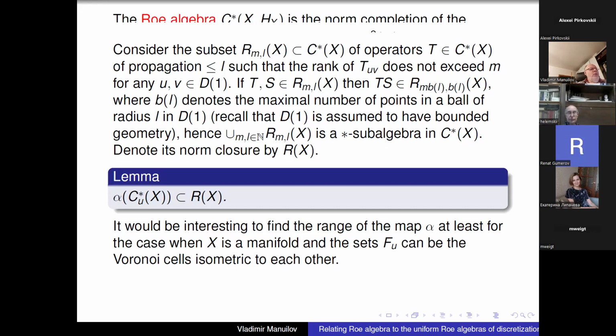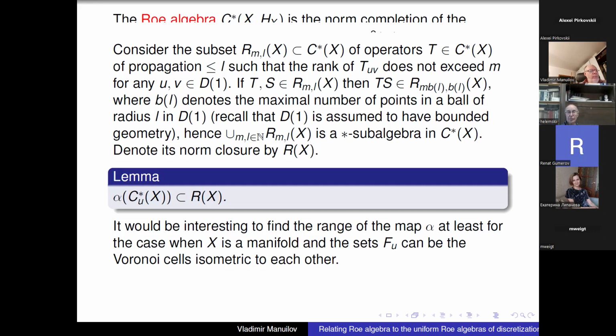And that's why the union of all these R_{m,L}(X) is a star subalgebra in the Roe algebra of X. And we can pass to the closure, and the result will be some C star subalgebra of the Roe algebra. And clearly, the image of alpha of our direct limit of the uniform algebras of X lies in this R(X). So my conjecture is that, in fact, it coincides with this R(X), but I don't know how to prove this. At least it is very similar to this R(X).